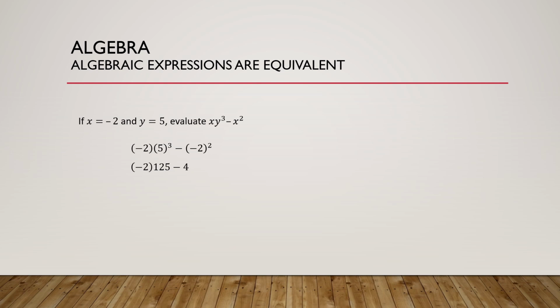Next, we complete the multiplication operation. -2 times 125 equals -250. Then lastly, we complete the subtraction. -250 minus 4 equals -254.